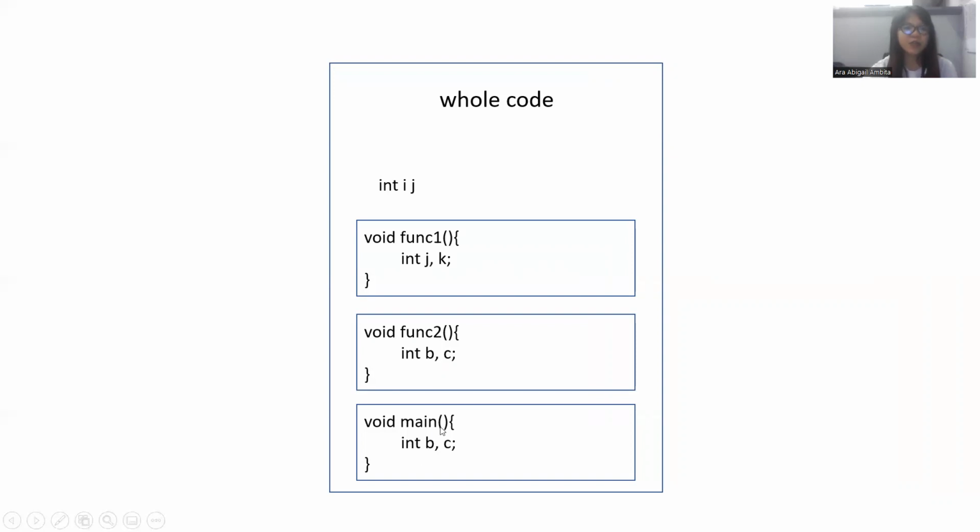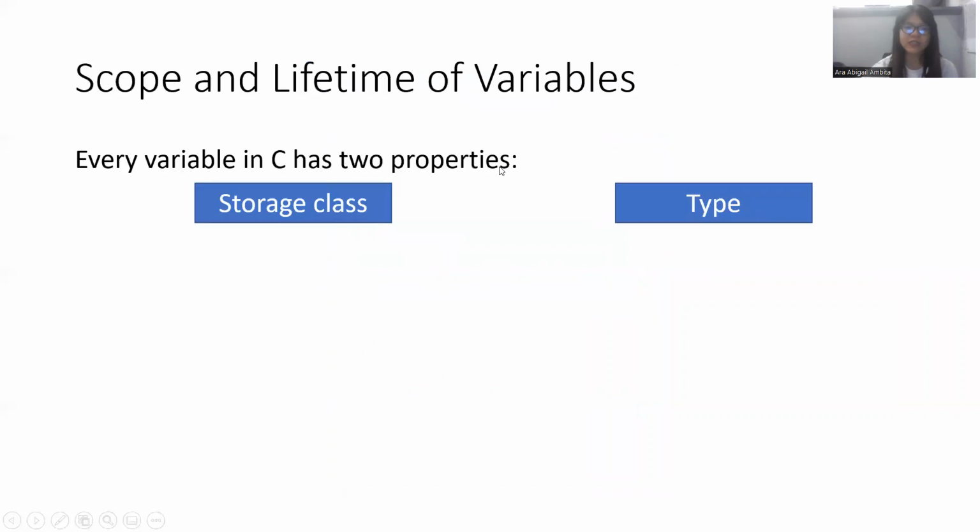Remember in our previous discussion that several functions have their own set of declarations and statements, and you can set whether those variables may be accessible within that function only or accessible to other functions as well. Also you have the int i and j that is declared outside of any function, which means that we consider this one as global and may be accessed by any other functions. We will delve deeper into this in the next slides.